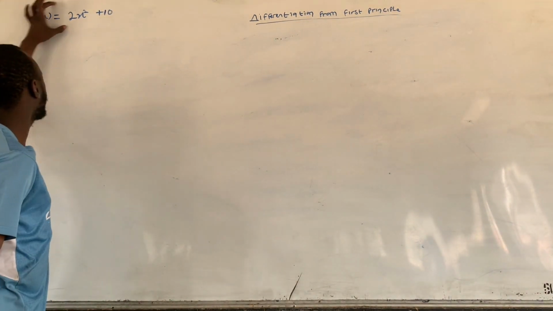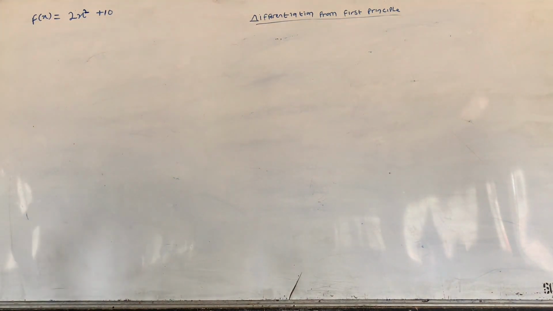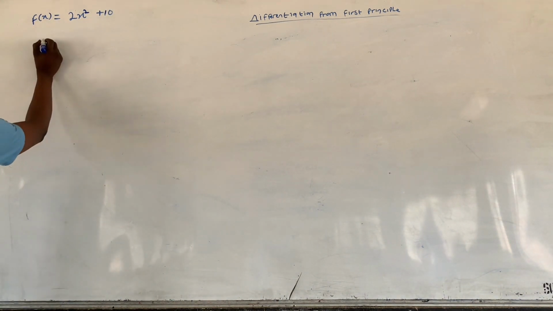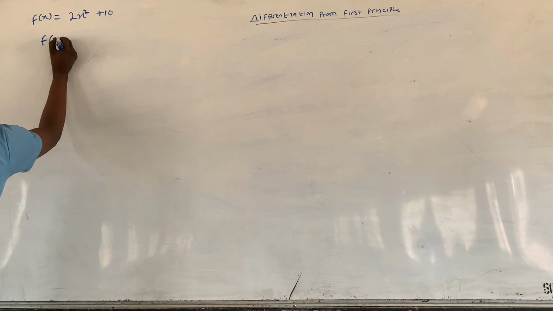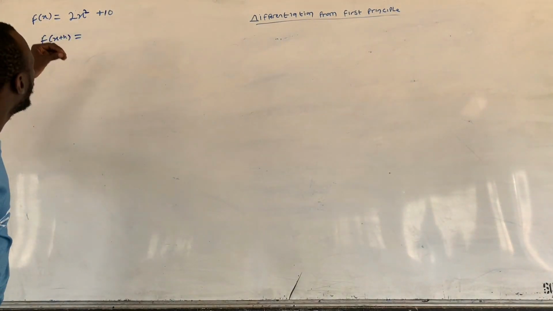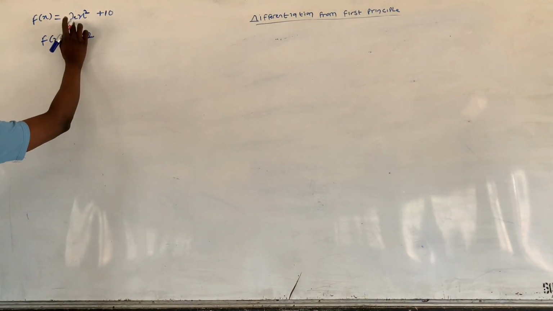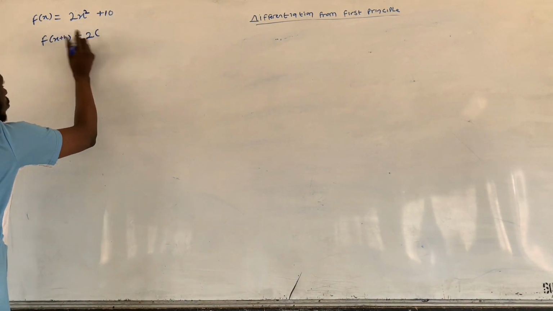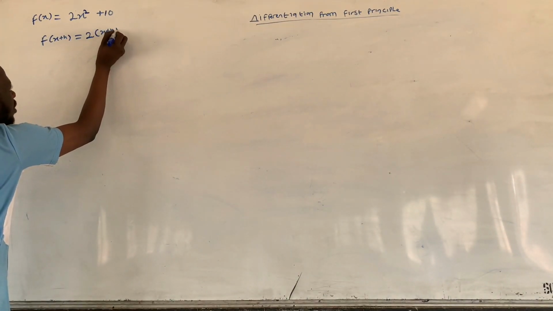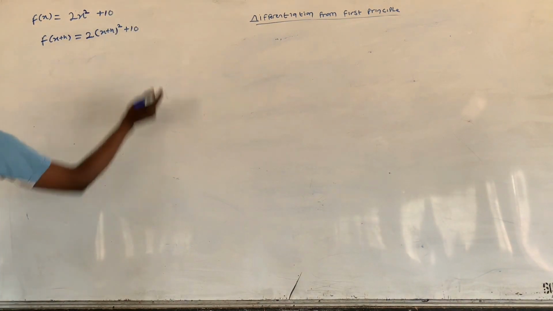Now we are going to solve this question that says f of x is equal to 2x squared plus 10. In this case, the first move is to find f of x plus h, which means that we are going to substitute x here with x plus h. 2 is already there. Then we have our x, which is x plus h. Then this square is also there, plus 10.